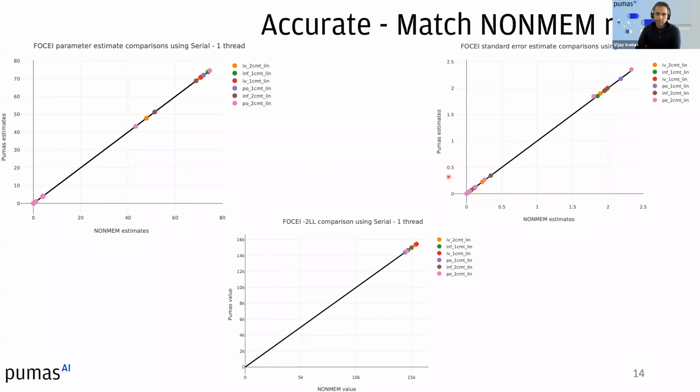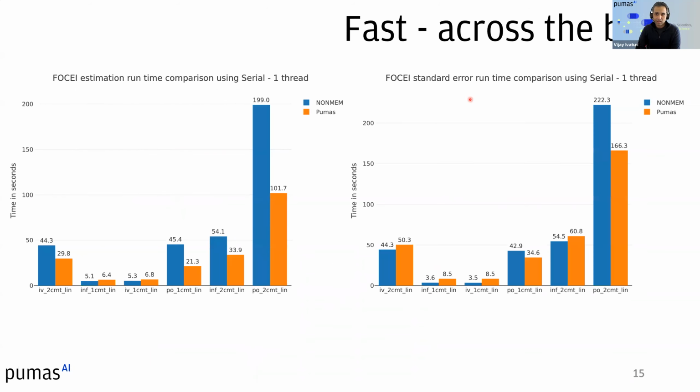We already know this. We match NONMEM results exactly. So these are parameter estimates, standard errors, and likelihood comparisons across the board. This is just run serial single threaded. Pumas in orange seems is much faster than NONMEM in this range of models tested, and we are testing more models as we go along.